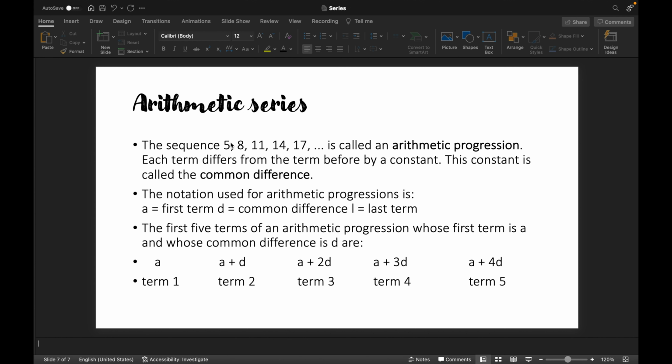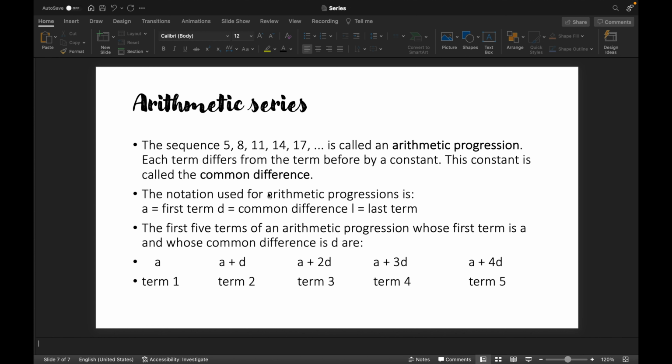If you can see, the difference between these two terms is 3, and the difference between these is also 3. The difference between two terms must always be a constant. But over here, if it were 18, then it wouldn't be an arithmetic progression because it's not differing by a constant. So this is 3, 3, 3, and 3, and that is a series because it's differing by the same constant value.